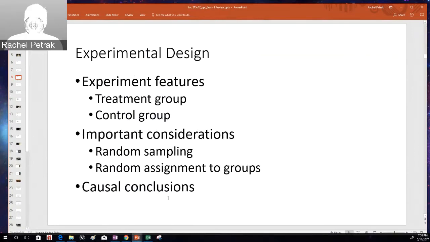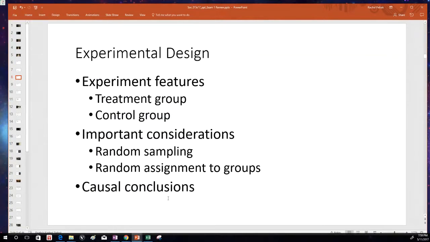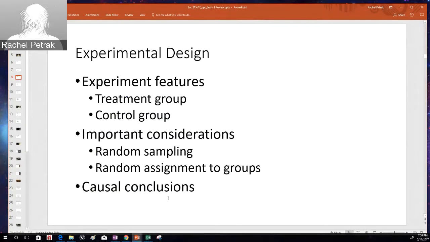We also discussed experimental design. An experiment features a treatment group and a control group. A treatment group, broadly speaking, is the one that gets some kind of intervention. You are changing something they're exposed to, and the control group is getting treatment as normal or placebo. And we use this two-group comparison as our independent variable.